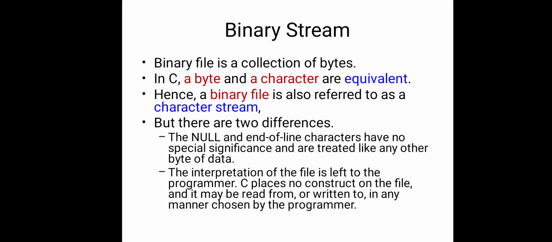Next is the binary stream. A binary file is a collection of bytes. In C, a byte and a character are equivalent. It is not equal, it is equivalent. Hence, the binary file is also referred to as a character stream. But there are two differences. The null and end-of-line characters have no special significance and are treated like any other byte of the data. The interpretation of the file is left to the programmer. C places no constraint on the file and it may be read from or written to in any manner chosen by the programmer.